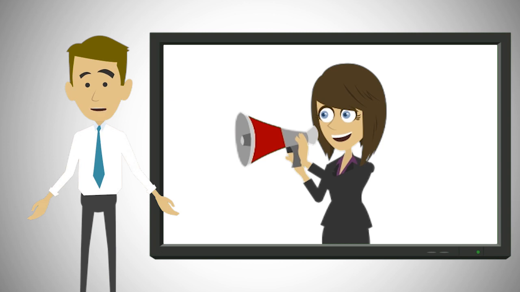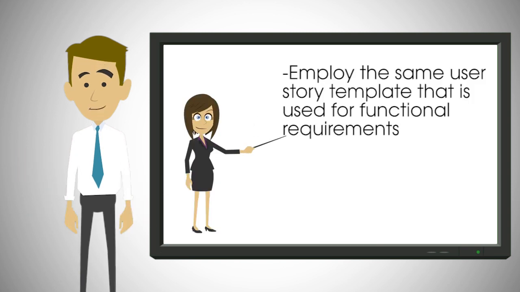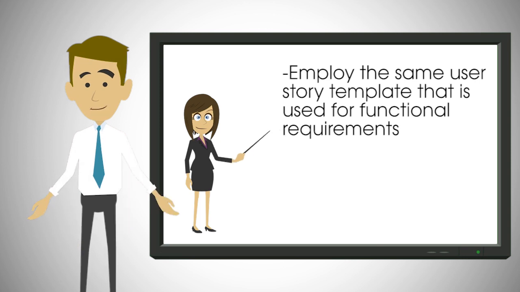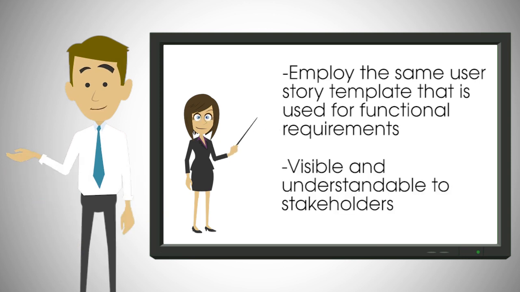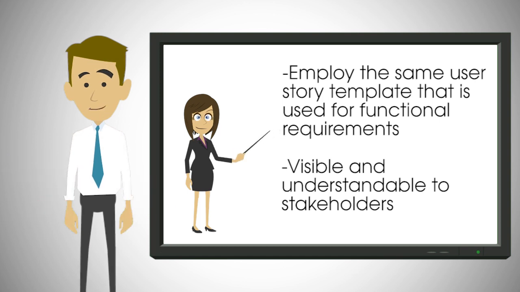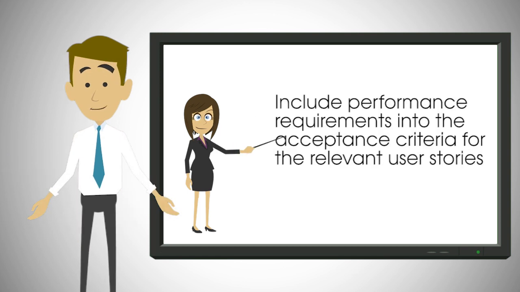Performance testers have a good deal of experience stating performance requirements in clear and measurable terms, and their insight is invaluable to this process. But how this is accomplished is another matter. Many organizations employ the same user story template that is used for functional requirements. This does an especially good job of making performance requirements visible and understandable to stakeholders. Another common approach is to include performance requirements in the acceptance criteria for the relevant user stories.